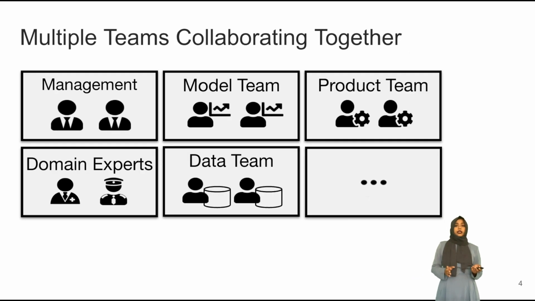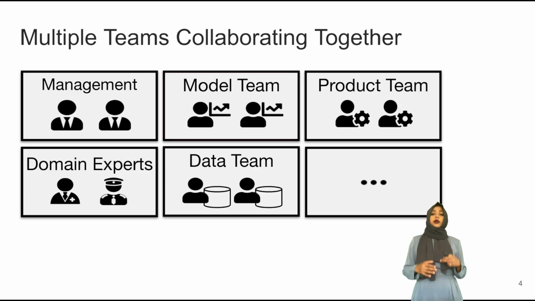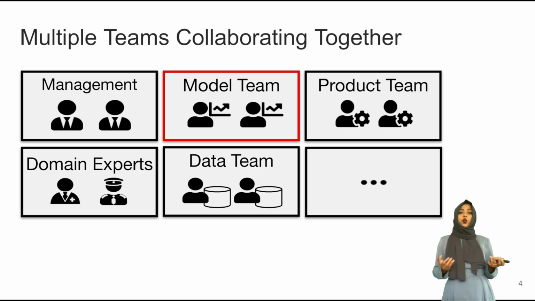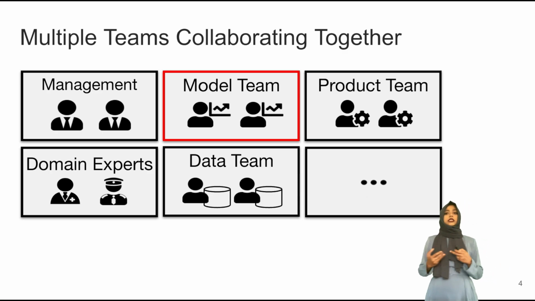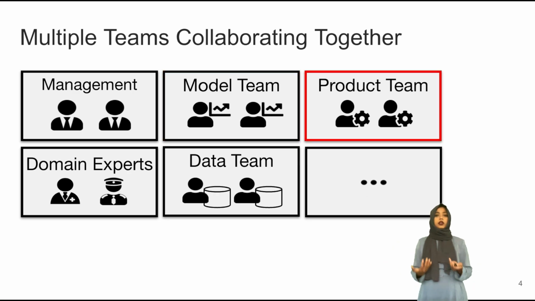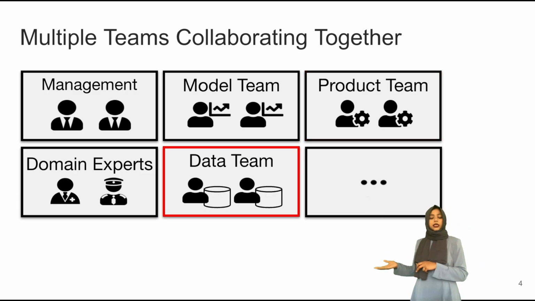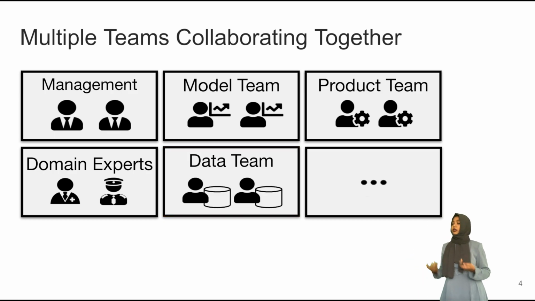So for building this kind of systems, we need many different roles to work together. They can be within a single team or in separate teams. For simplicity, let's consider them to be in separate teams for now. So there might be a group of data scientists who we can call a model team who will be in charge of the machine learning model. There might be software engineers in charge of the other engineering parts who we can call the product team. There can be a data team for managing data and many other different roles like managers, domain experts, and so on.